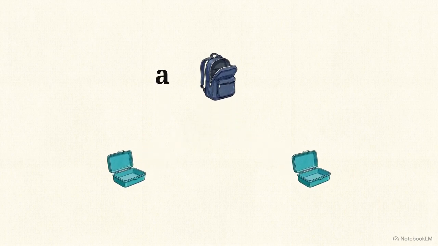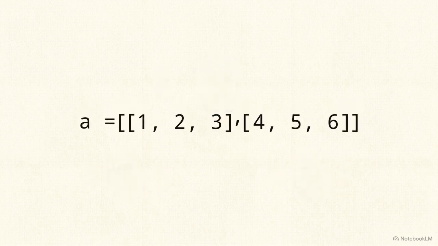Picture a large backpack that holds two smaller lunchboxes, and inside those lunchboxes are your numbered snacks. In Python, we call this a nested list. We build it using these square brackets. The outer pair represents our main backpack, and the inner pairs represent the separate lunchboxes holding the actual data.